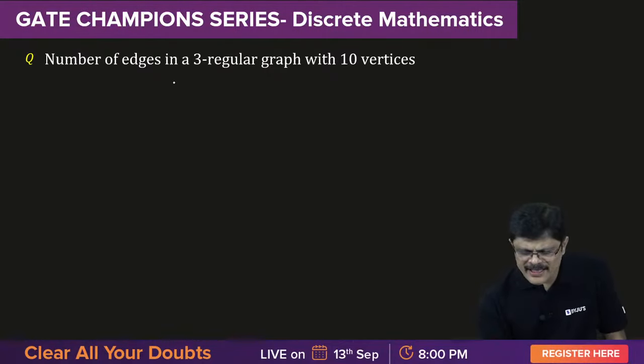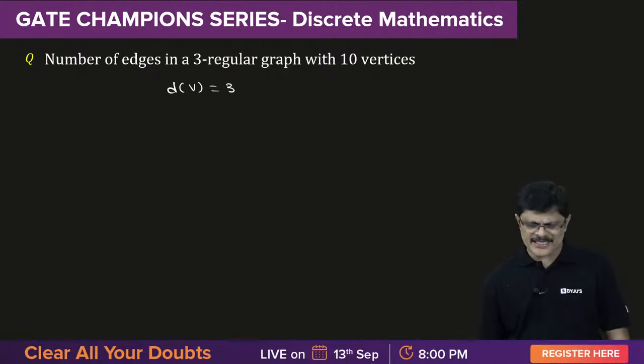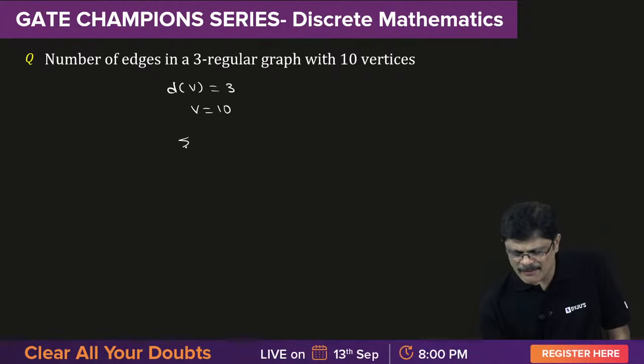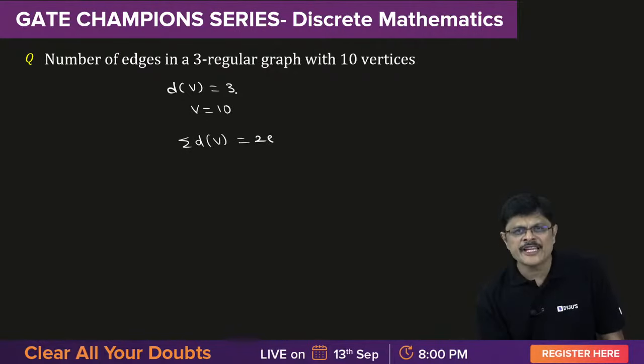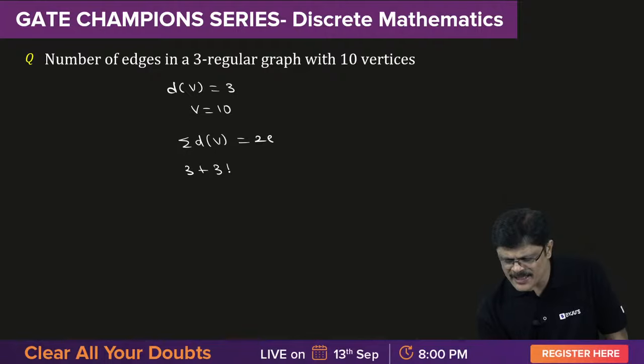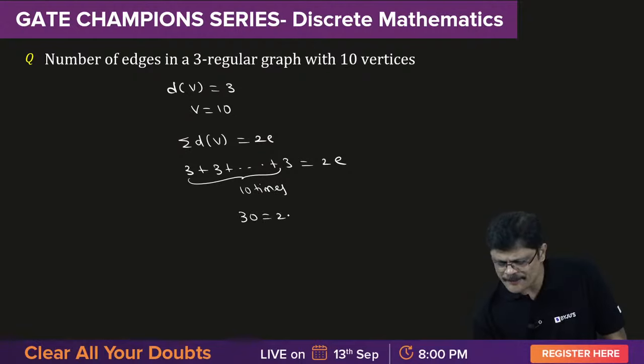Three regular means degree of each vertex is 3. So we do not know the number of vertices now. Okay, 10 vertices. Number of vertices is given as 10. So sum of degrees must be equal to twice the number of edges. And because degree of each vertex is 3, it is 3 plus 3 and so on. This must be equal to how many times, sir? Because 10 vertices are there, 10 times. That is 30 is equal to 2e, that is, e is equal to 15.